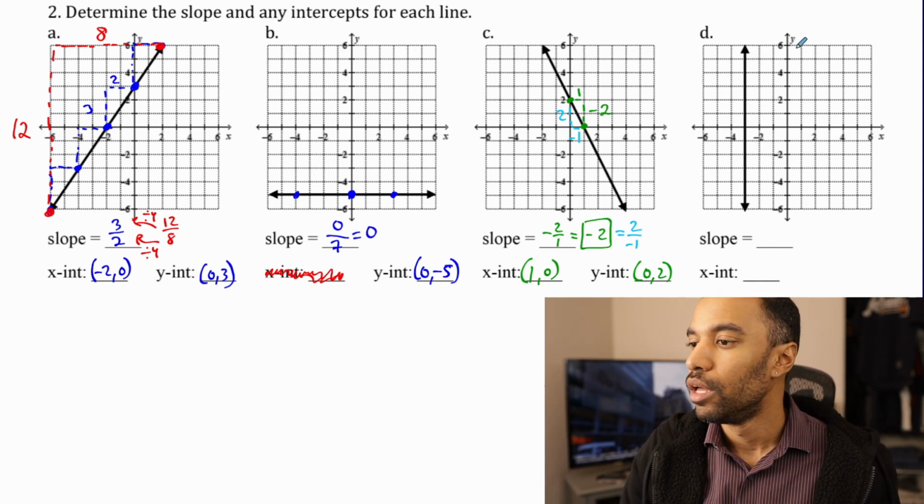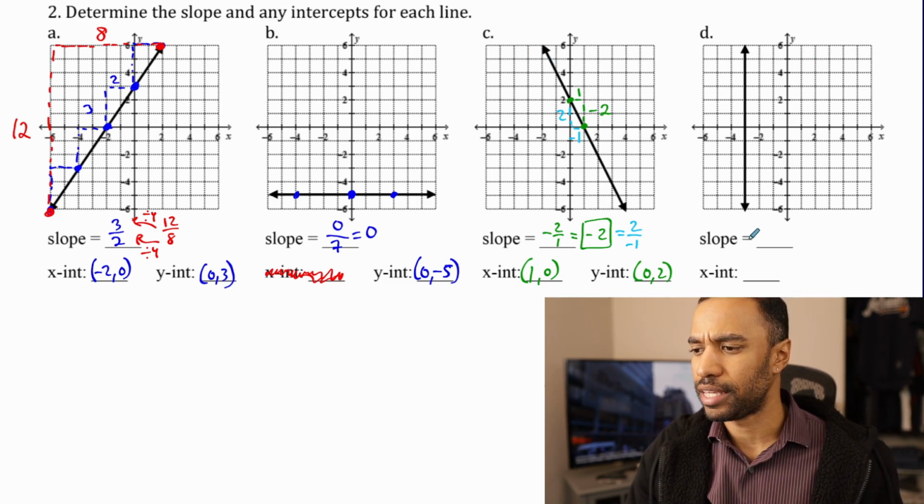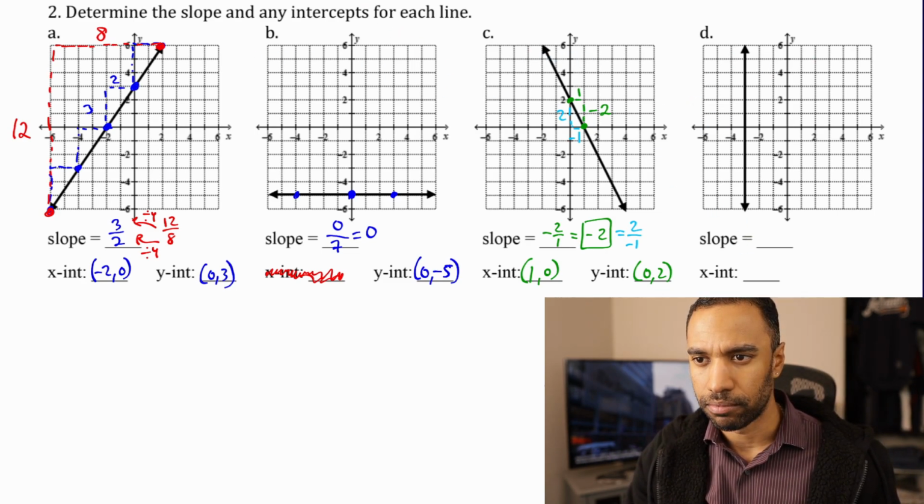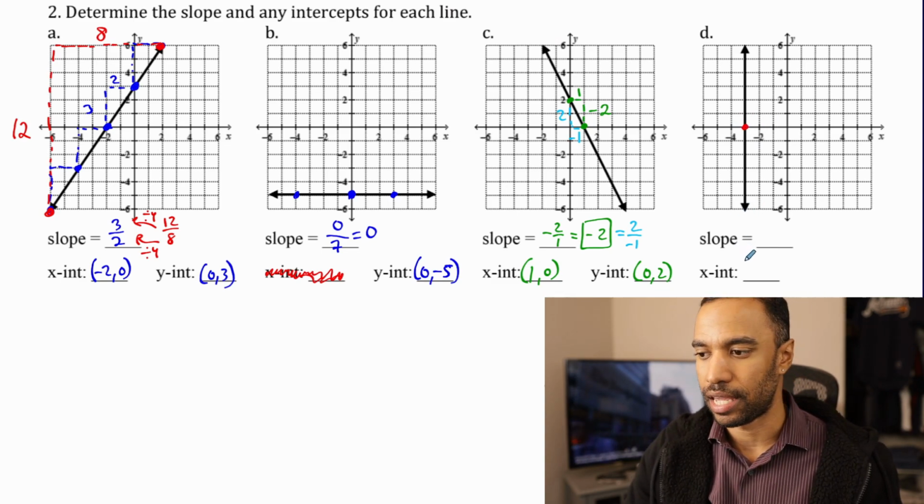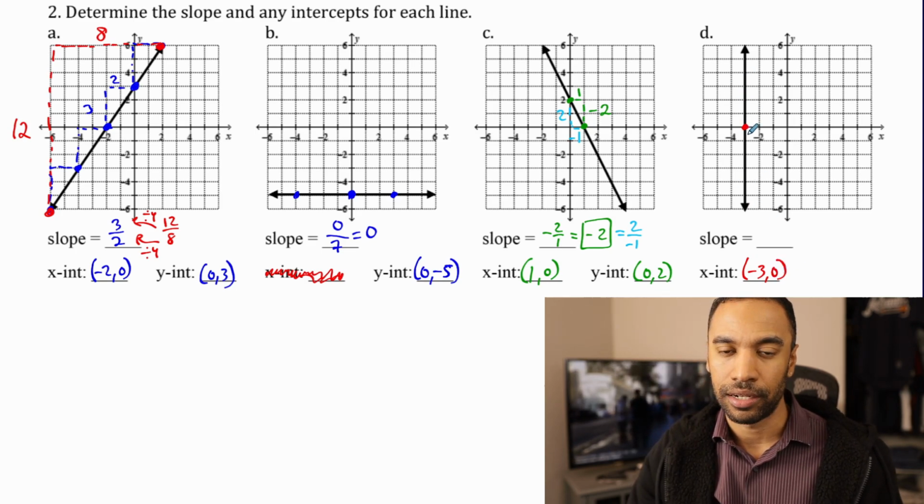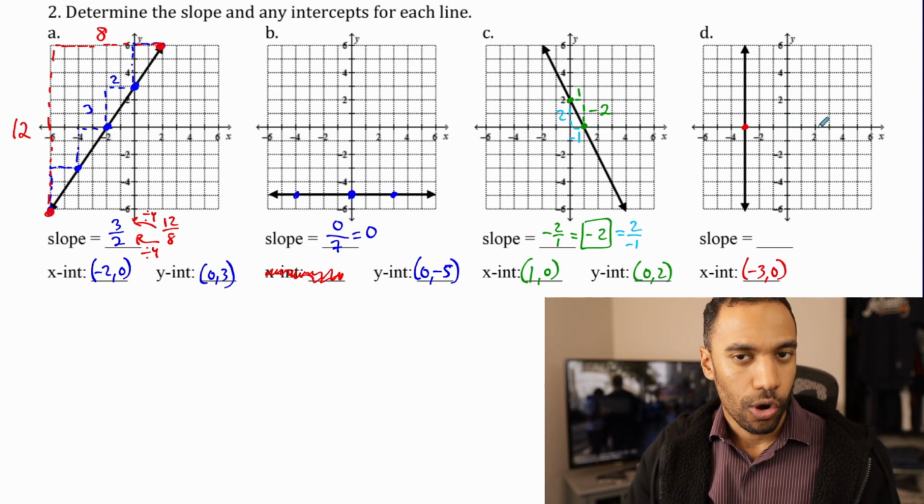Downward slope. All right, letter D, we have a vertical line right here. It only has an x-intercept, as I made certain of. The x-intercept right here is (-3, 0). And the slope, it's a vertical line. All rise, no run.